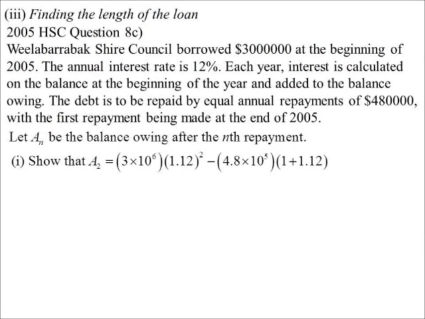What's another situation we could have? Trying to work out... we know how much we can afford to pay back. We know the interest rate. We know how much we're going to borrow. We say, well, okay, given those conditions, how long will the loan be?